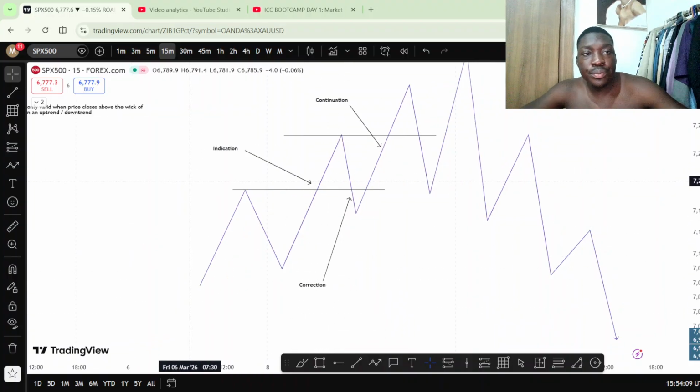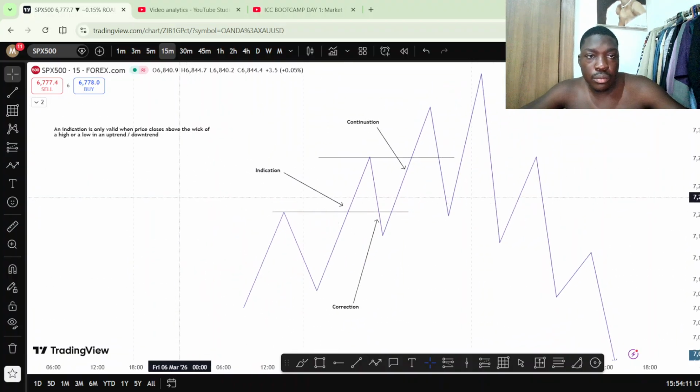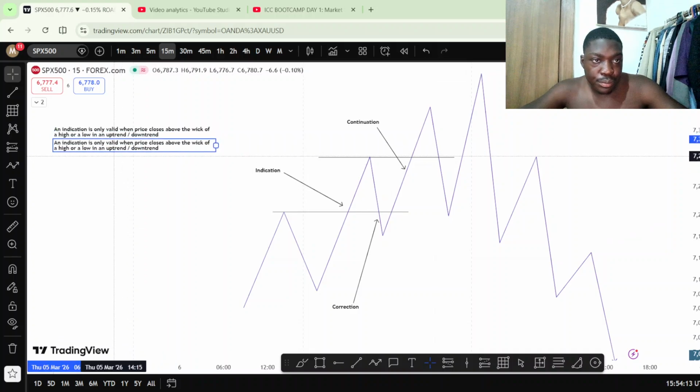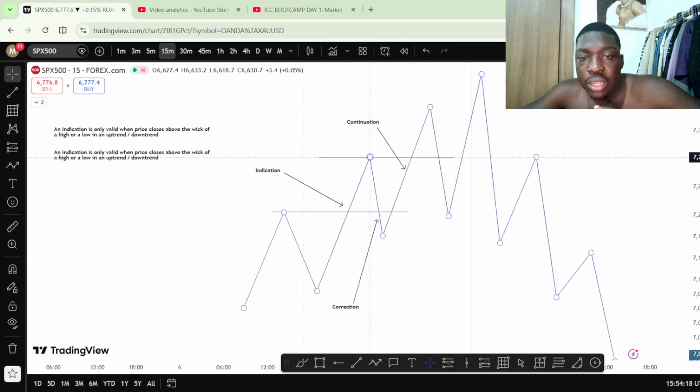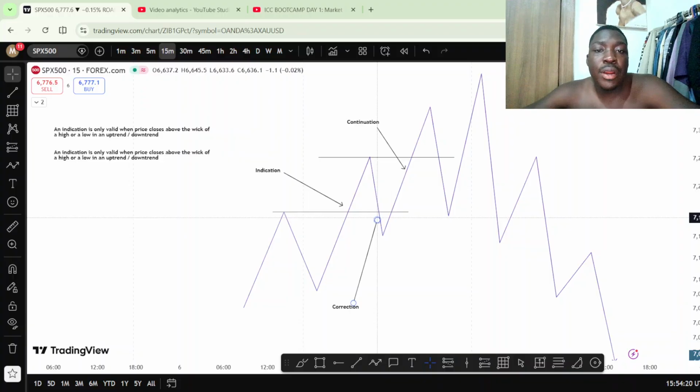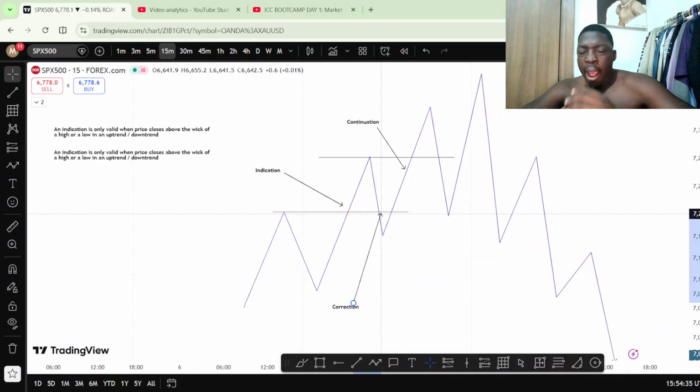Rule number 2. For the correction, when price is correcting from an indication level, price must close below this indication level. For now, as a beginner, remember what I'm saying. As a beginner, price must close below this level to confirm the end of the correction.